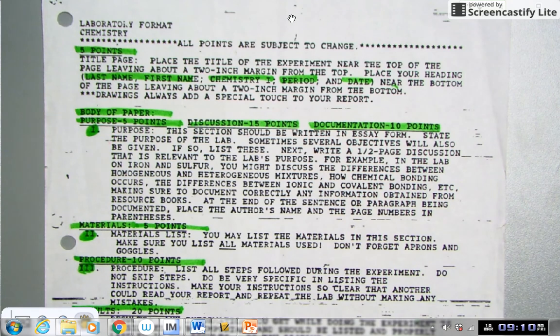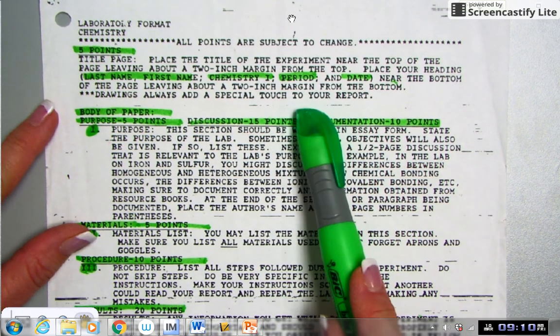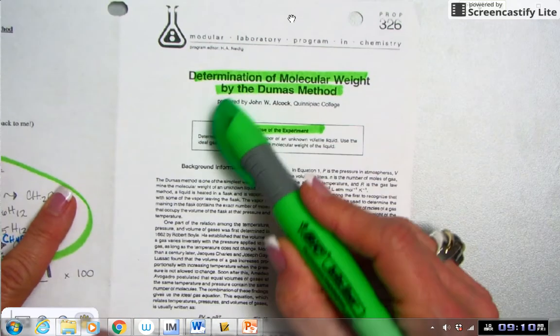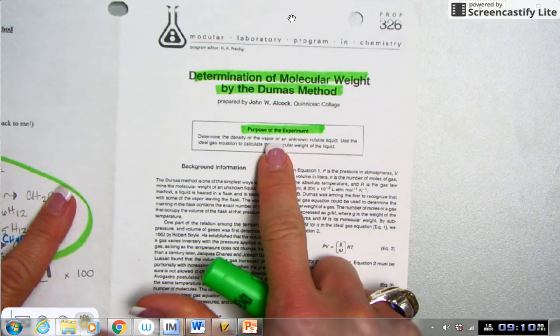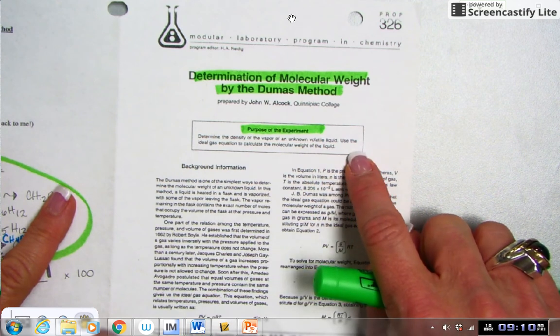Alright guys, I want to talk to you about your lab write-ups for the determination of the molar mass by the Dumas method. We're going to be doing a formal lab write-up and following the format that I gave you on this sheet. Remember, for your title page, you want to have a descriptive title, so I would use here the determination of the molecular weight by the Dumas method.